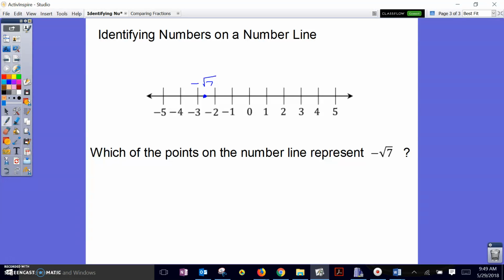All right, that concludes this lesson. Go ahead and work on your problems on identifying numbers on a number line.